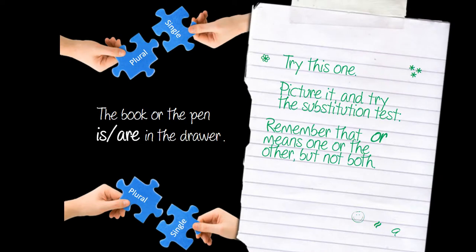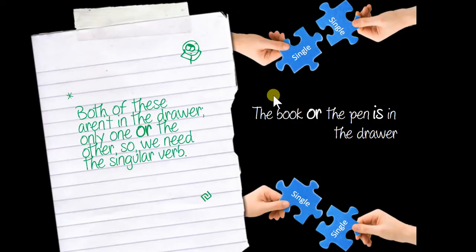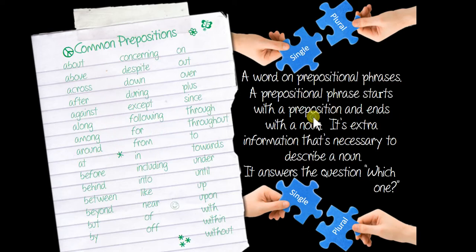Now this one is also a tricksy one. The book or the pen is in the drawer. The book or the pen are in the drawer. Here's what we have to remember. In this case, unlike she and her friends, here we have the book or the pen. And or means one or the other, but never both. So what we're really saying is the book or the pen, we're actually saying it is in the drawer. And so in this case, we've got to pay attention to that little word there.